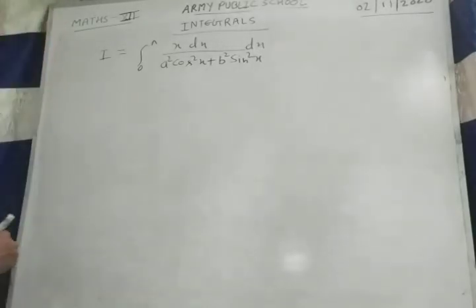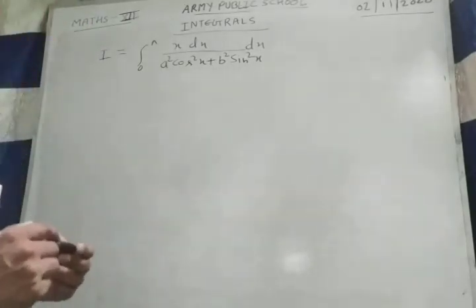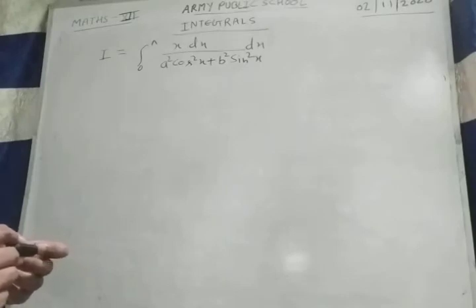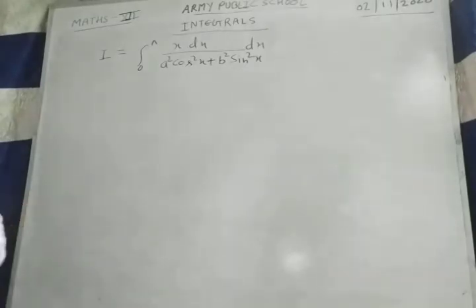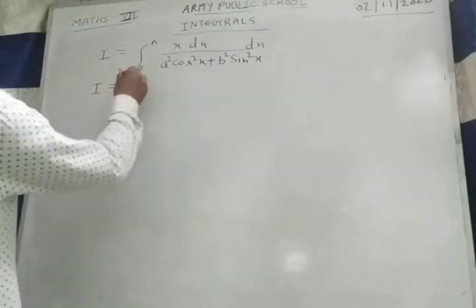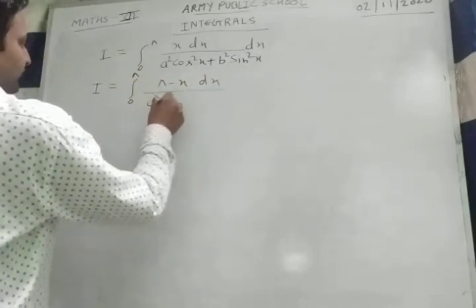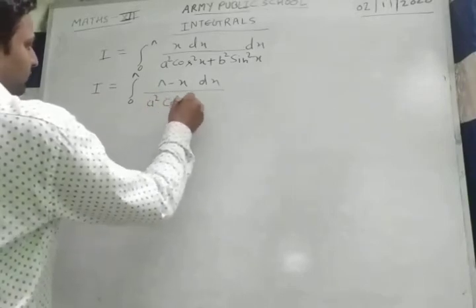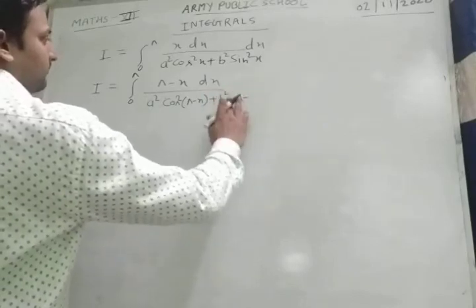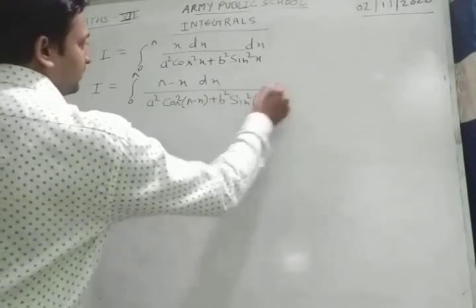So first what we will do, we will use the property: integral from 0 to a of f(x) dx is equal to integral from 0 to a of f(a minus x) dx. So we write for integral of (pi minus x) dx by a square cos square (pi minus x) plus b square sin square (pi minus x). Okay.